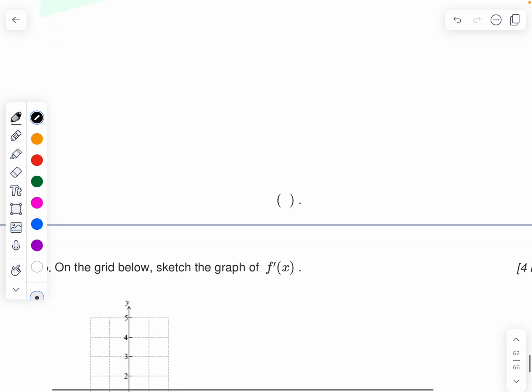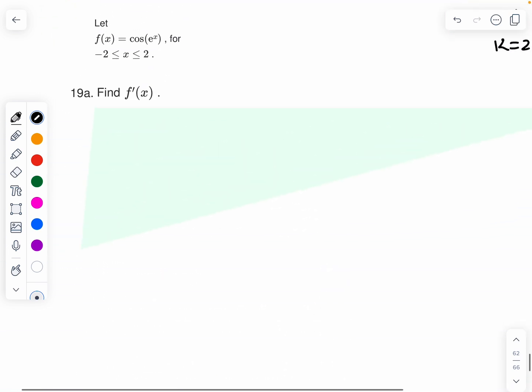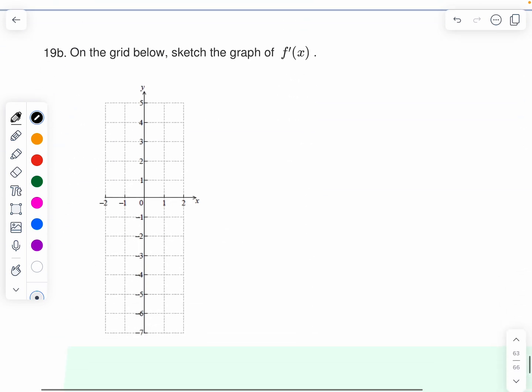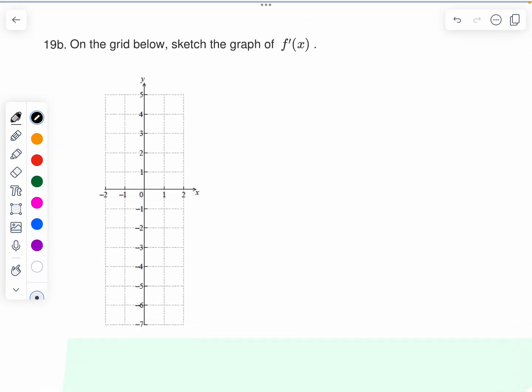Question number 19. Find f prime x. So the derivative of cos is minus sine, and the derivative of e power x is e power x. On the grid below, sketch the graph of f prime x. So from GDC, you should be able to get something approximately like this, and go up to between 4 and 5 and come down in this way.